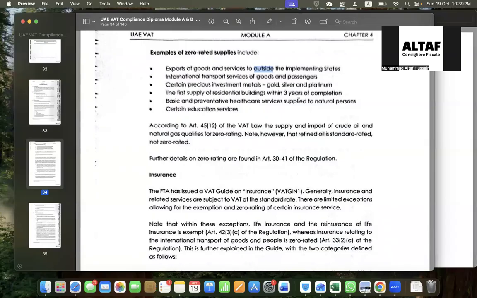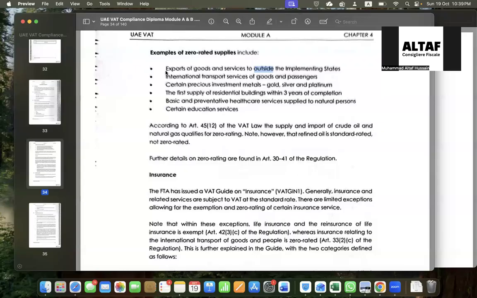So if you're supplying any goods or services to outside of the implementing states, then these will be zero rated. Now, why did the law say outside? Why not inside also? Because there are exceptions. There may be certain buyers who will be VAT registered in those implementing states, so you will not rate those supplies as zero rated. You will have to charge standard rate. We'll see there are exceptions.